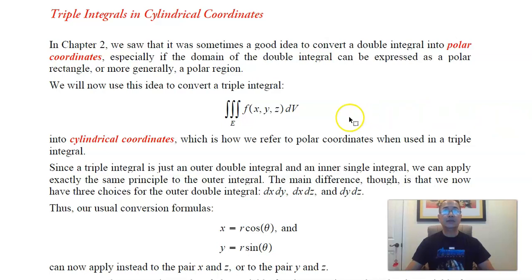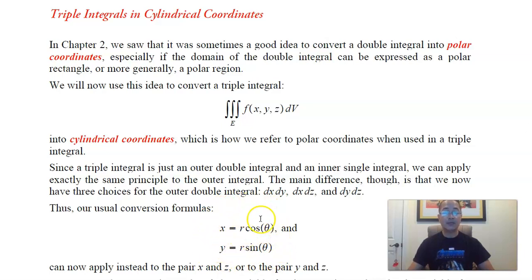So the idea to compute a triple integral in cylindrical coordinates is to change two of the variables into polar coordinates. Okay, so typically we've been using x and y to convert into r and theta. As usual, x is r cosine theta and y is r sine theta. But remember that there are 6 ways by which we can create an iterated triple integral. Okay, so there are 3 pairs of variables that we can use to change to polar coordinates.